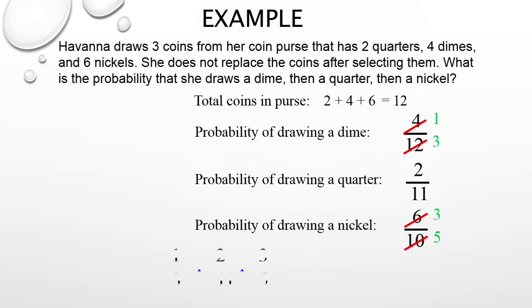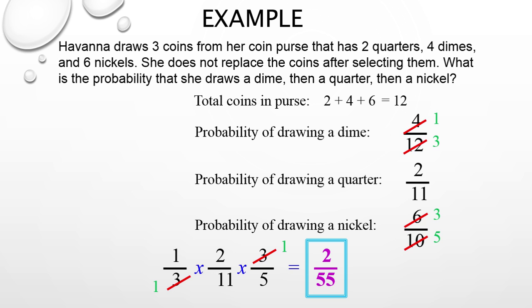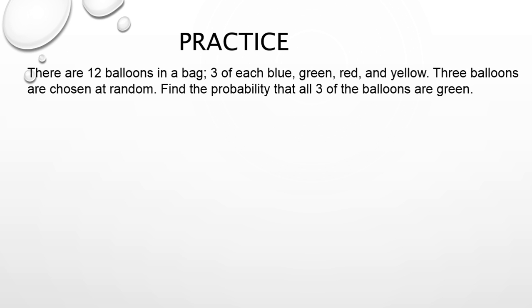So now all we need to do is multiply them together. Simplify some more. The 3 on top can be crossed out with the 3 in the bottom. So we get 2 over 55. That means we have a 2 over 55 chance of drawing a dime, and then a quarter, and then a nickel. Alright, I want you to try one out on your own. Resume the video when you are ready.